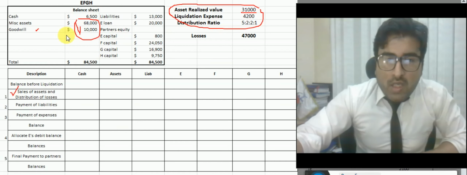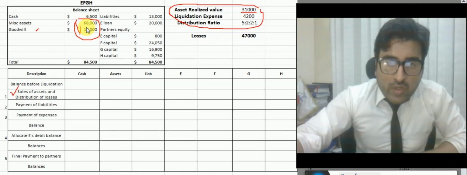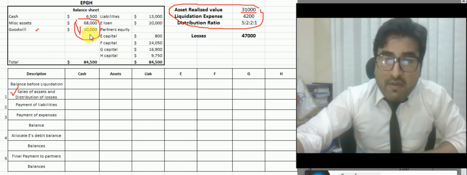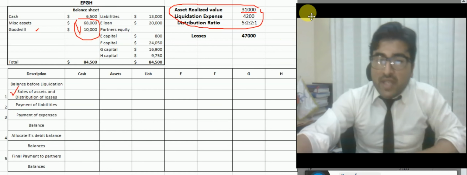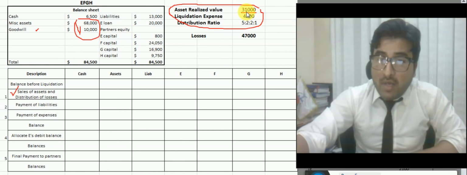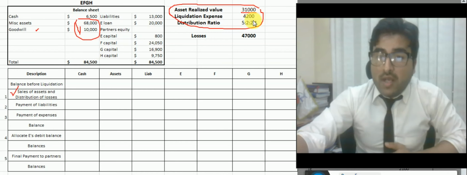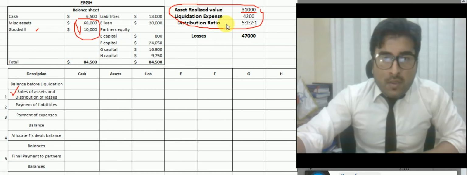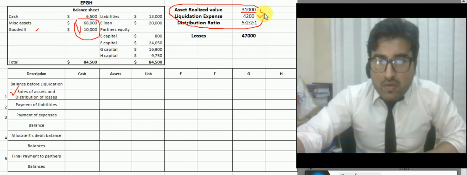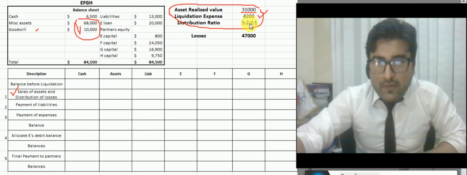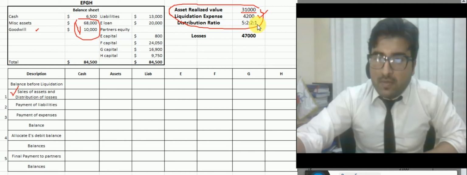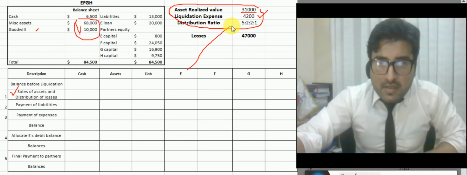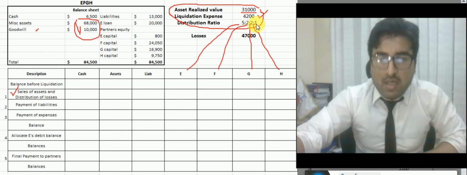Now, if you add them together, we are selling 78,000 of assets. We realize it, we sell it in the market for how much? $31,000 cash. And what is the liquidation expense? 4,200 is the expense, and the ratio is 5 2 2 1. It means 5 is 50%, 20%, 20%, and 10%. So E is 50%, F is 20%, G is also 20%, and H is 10%.